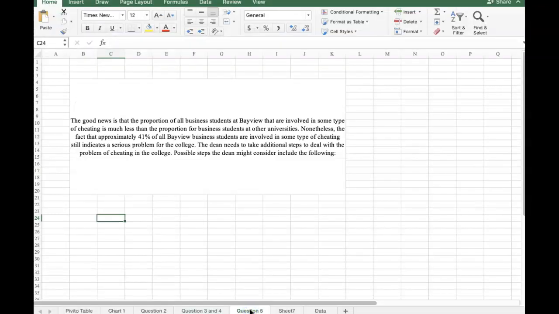Now, question 5 is a little bit easier. They're going to ask for ways that you can help get students to stop cheating. So, in fact, approximately 41% of all Bayview business students are involved in some type of cheating, which still indicates a serious problem for the college. The dean needs to take additional steps to deal with the problem of cheating in college. Possible steps the dean might consider include the following. Tell me some of those things that you would want to do.